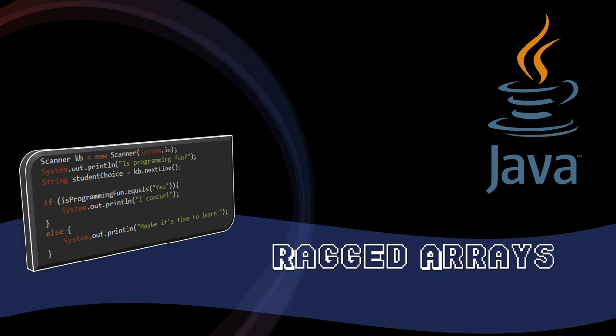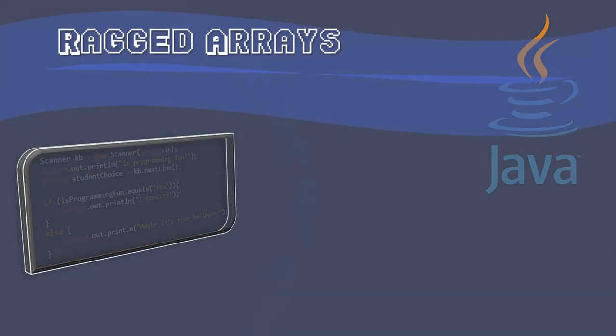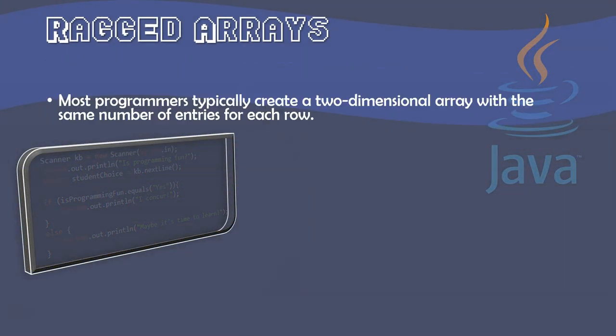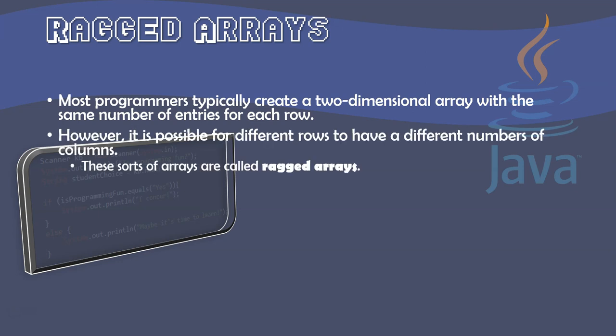And welcome back. As we continue looking at arrays, we're now going to take a look at something known as a ragged array, or as it sometimes is also referred to, a jagged array. With ragged arrays, most programmers, when they create two-dimensional array structures, will have the same number of entries for each row. However, it is possible for different rows to have a different number of columns. These are what we are going to refer to as ragged arrays.